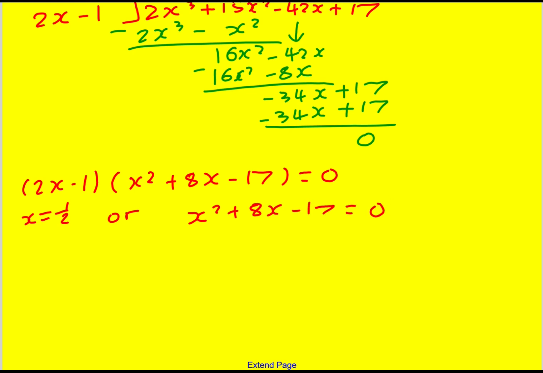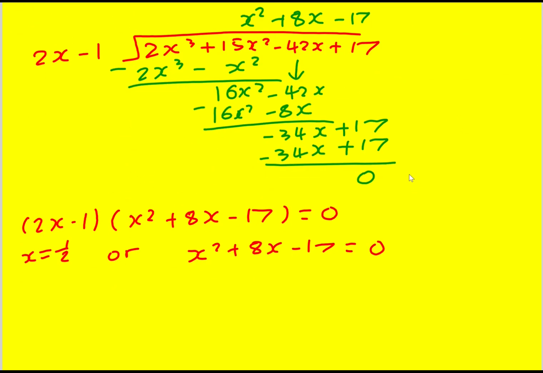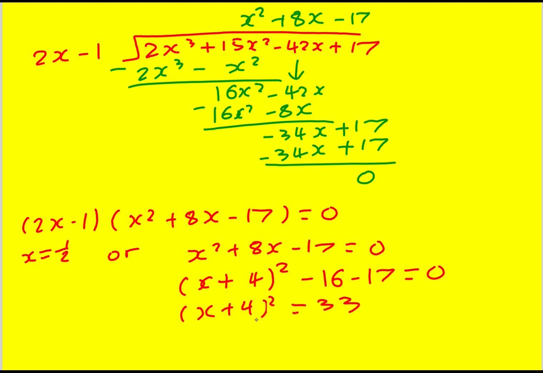We can see that that's not going to factorize. You could put it straight in your calculator, although it does say to show all stages of working. So I'm not going to do that. I'm actually going to complete the square. Not too bad to do. x plus 4 squared gives me x squared plus 8x plus 16. So I'm going to minus the 16, minus the 17 as well. x plus 4 squared equals 33. x plus 4 equals, don't forget the plus or minus, root 33. So x equals minus 4 plus or minus root 33.